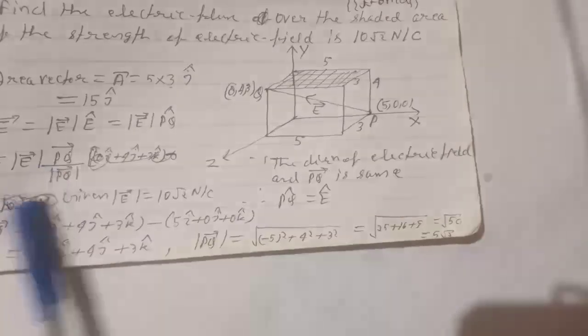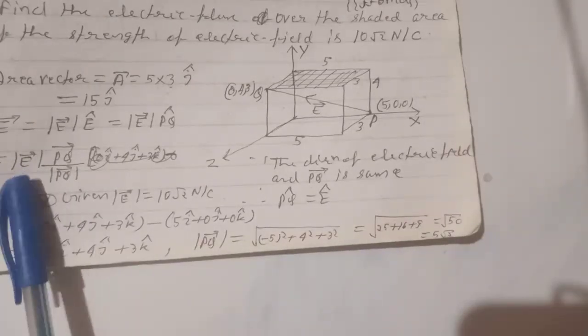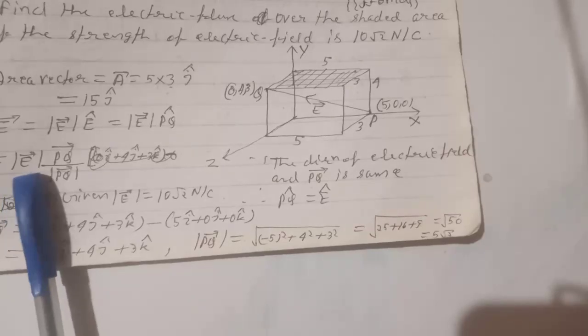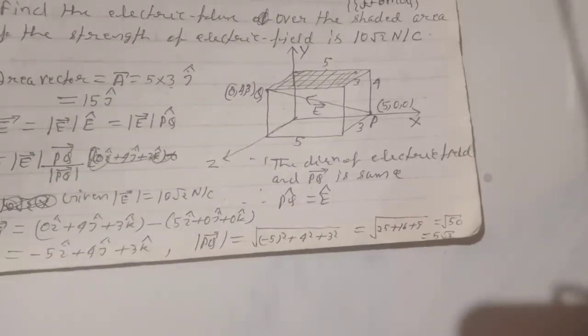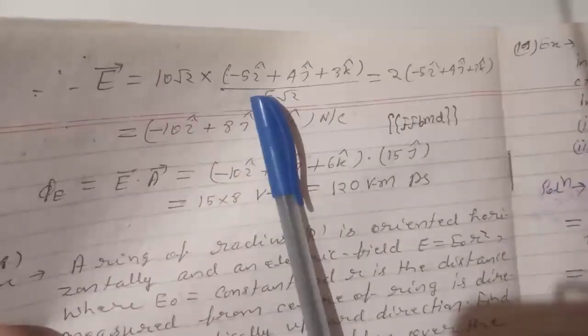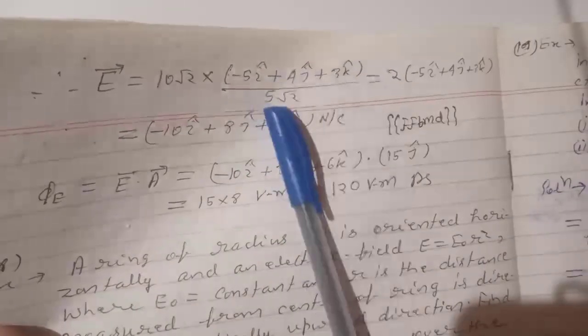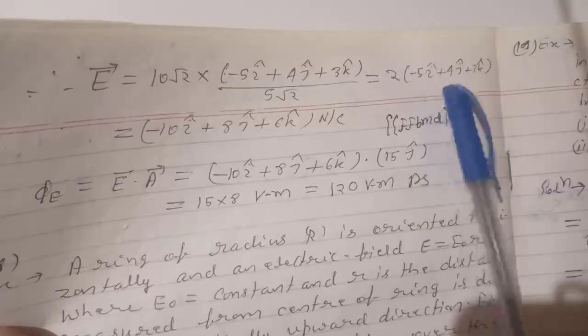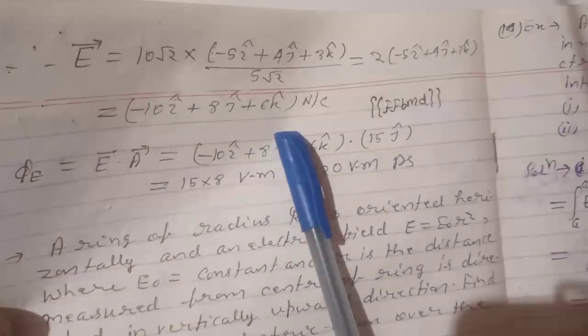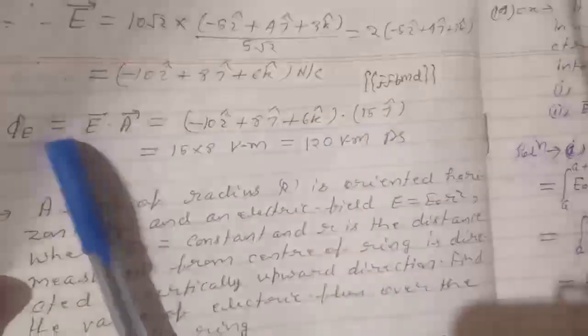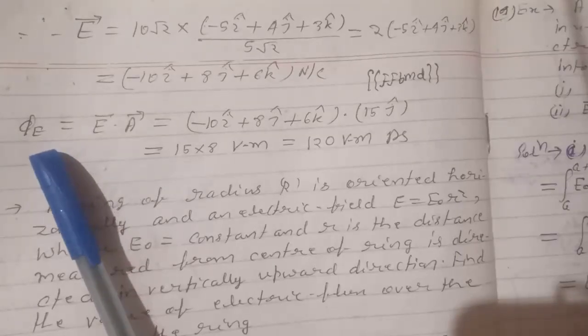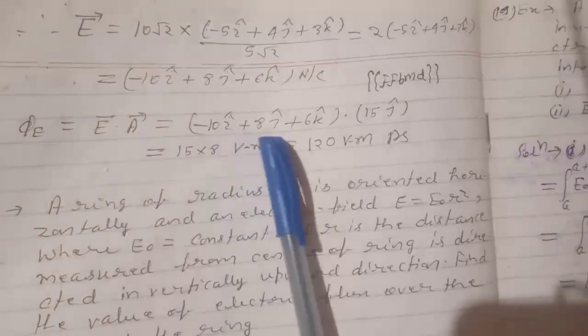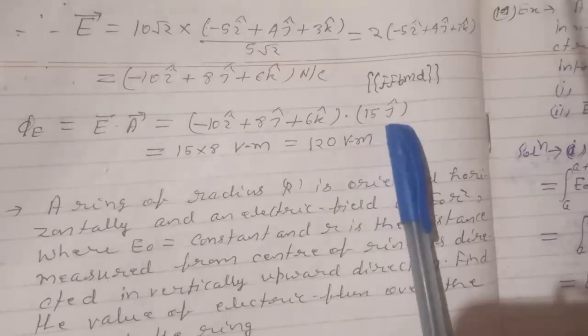So using this formula we can calculate the electric field, and phi will be E vector dot A vector. Now E vector will be 10√2 into (−5 i cap plus 4 j cap plus 3 k cap) by 5√2, or 2 into (−5 i cap plus 4 j cap plus 3 k cap), equals minus 10 i cap plus 8 j cap plus 6 k cap Newton per Coulomb. And phi, the electric flux, will be E vector dot A vector: (−10 i cap plus 8 j cap plus 6 k cap) dot 15 j cap.